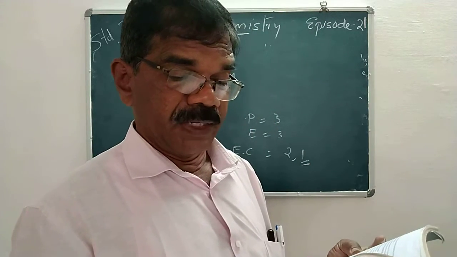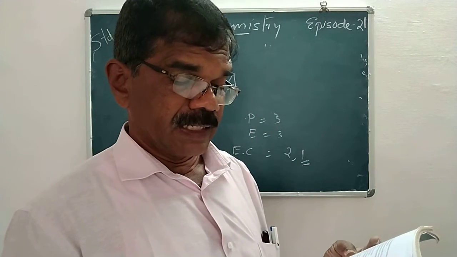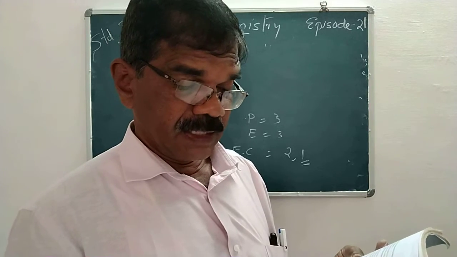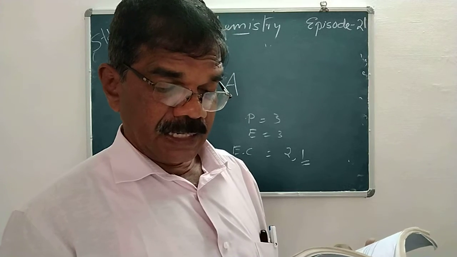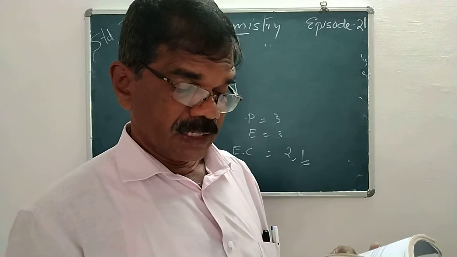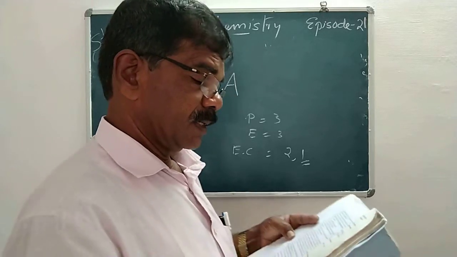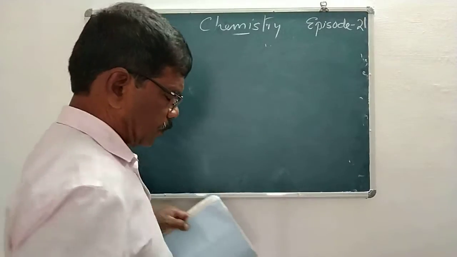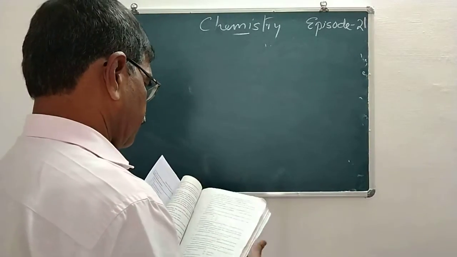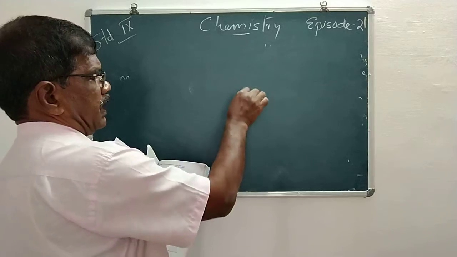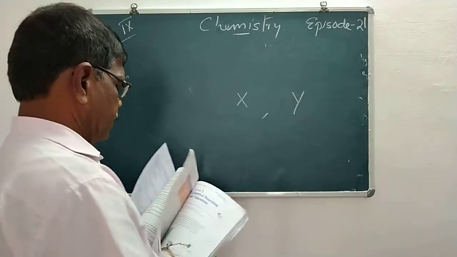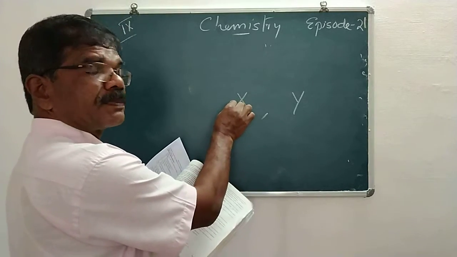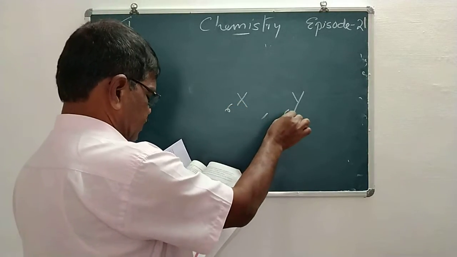The composition of the nuclei of two isotopic atoms X and Y are given as under: protons 6, 6; neutrons 6, 8. Give the mass numbers of X and Y. What is the relation between the two species? What is the atomic number of X? Atomic number means number of protons. 6. Here also it's 6.